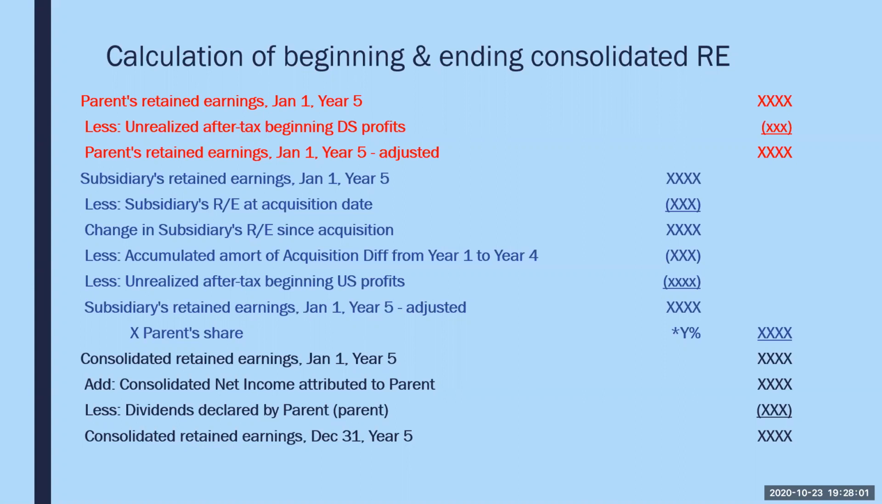Now, this is a lengthier calculation, and you can do this if you want, but on an exam, you may be stressed for time. And so there is a shorter calculation possible. So the direct calculation of ending consolidated retained earnings, if you wanted to do that, here you will start with the parent's retained earnings on December 31st, year five.